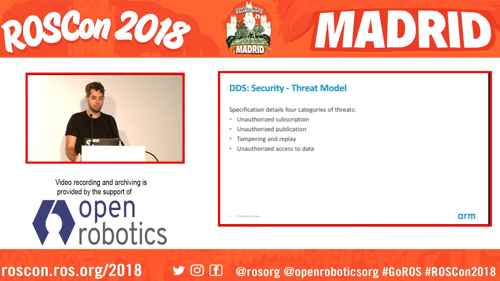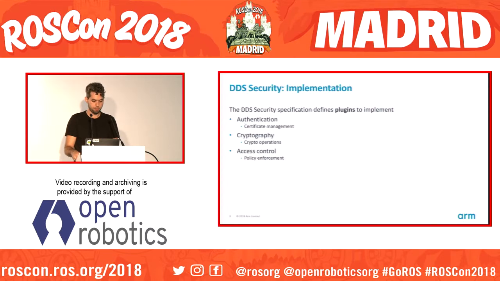So the DDS security specification has quite a nice chapter about the threat model. They talk about these 4 items, and there are very nice descriptions, diagrams, and how it works. So this is just more for reference if you want to see it in more detail. Going down into the implementation layer, there are 5 plugins. That's how it's approached in the specification. For our work, we have been mainly focusing on these 3, which are authentication, the cryptography, and the access control. Though access control, we haven't yet started the implementation on it.